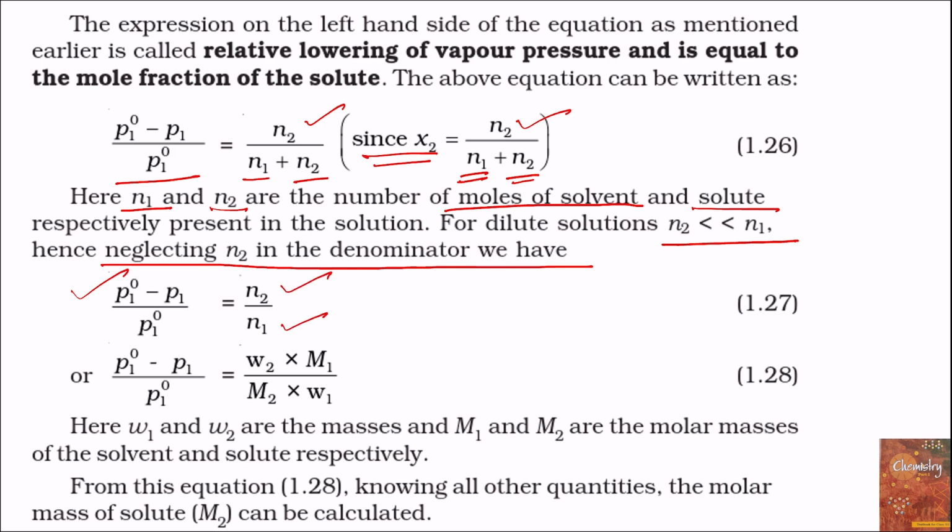Now moles of solute will be equal to weight of solute divided by molecular weight of solute and moles of solvent will be equal to weight of solvent divided by molecular weight of solvent. Putting the values, this expression is obtained. Now from this equation, if all other quantities are known, molar mass of the solute can be calculated.